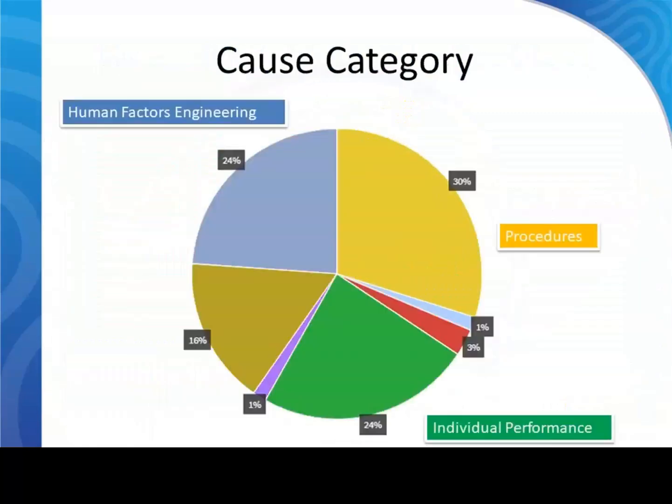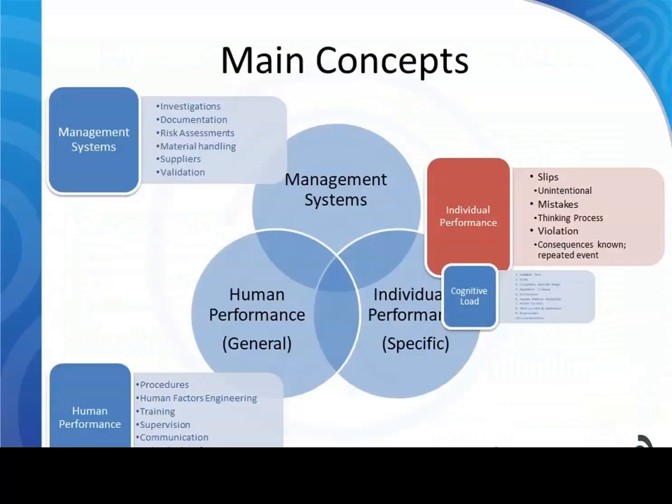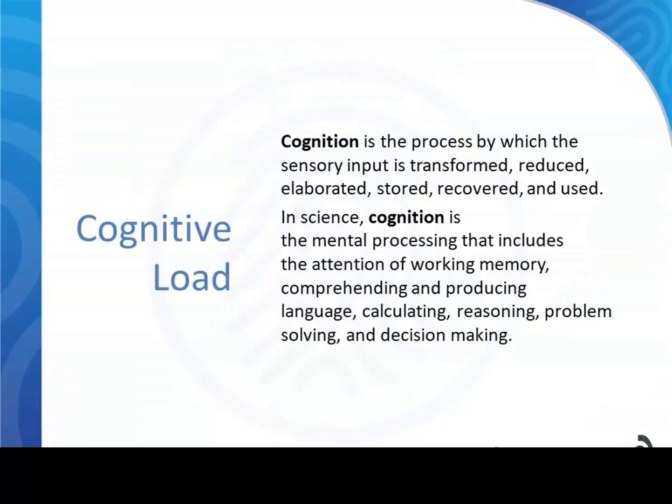Now, if you run into the situation, and I'm going to be very brief here because in this case we do need to deep dive a little bit more, and we do have another webinar for this because it's way too much information in so little time and I want to answer questions. But when we talk about slips, mistakes, or violations, which is individual performance, then we address cognitive load issues associated with it. And that's why we activate, for lack of a better word, a subcategory that is called cognitive load.